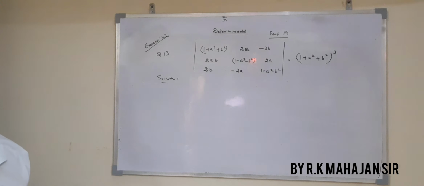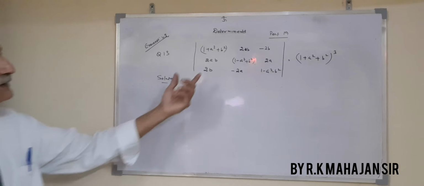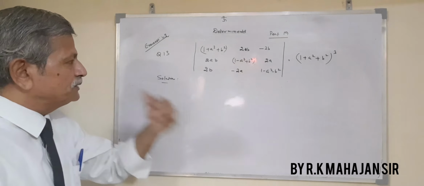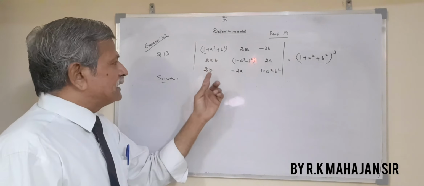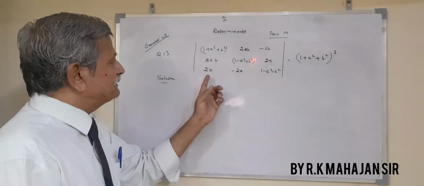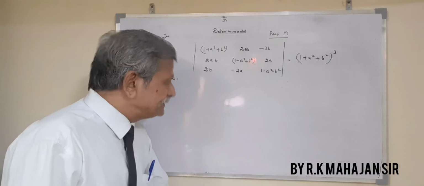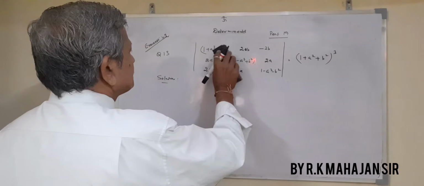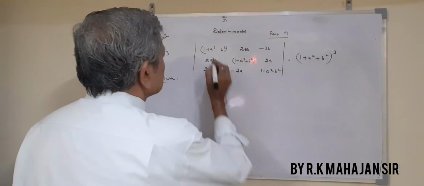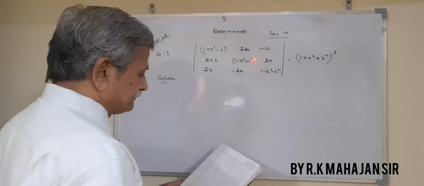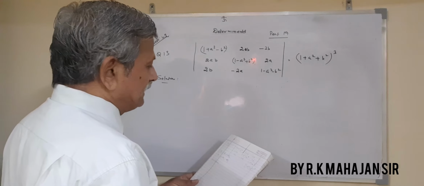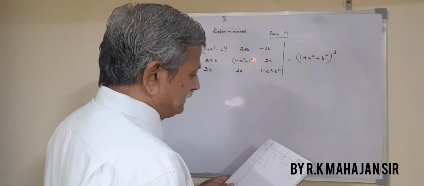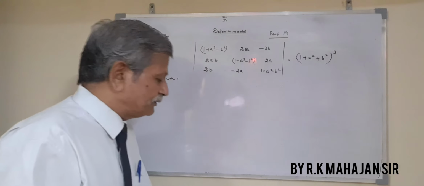In this case, you are very well aware that this is 1 plus a square plus b square, and this is 2ab and 2, minus 2b. Now see the R1 row and R3 row, you would find if I multiply, here is a minus sign. This is a minus sign. Minus b square and 2ab, 2b and 2ab, 1 minus a square plus b square, 2a and minus 2b, 2a and 1 minus a square minus b square. So yes, now it is alright.